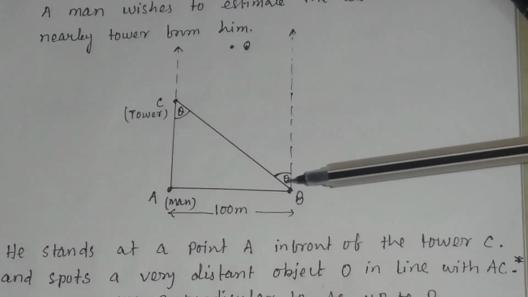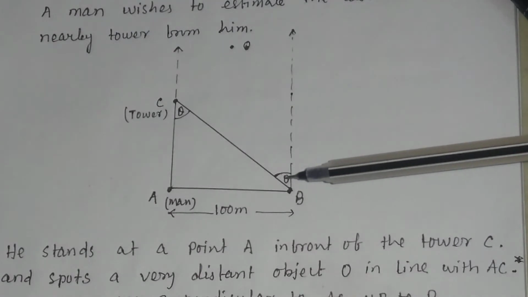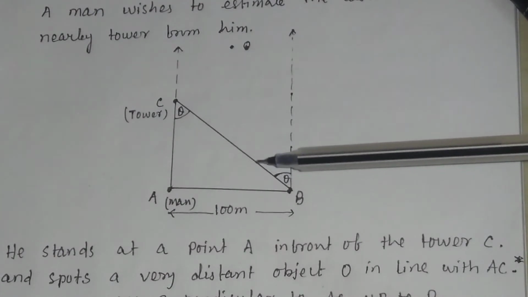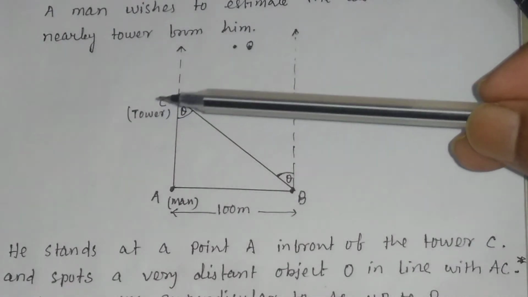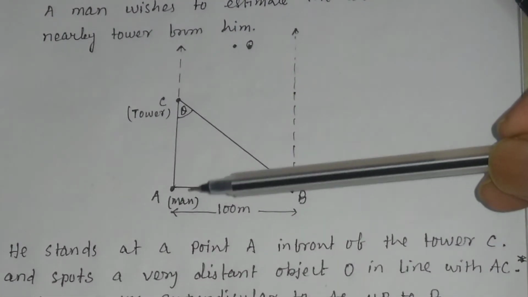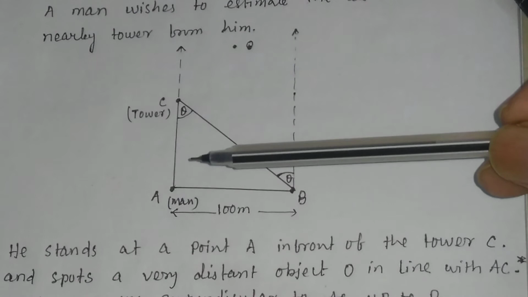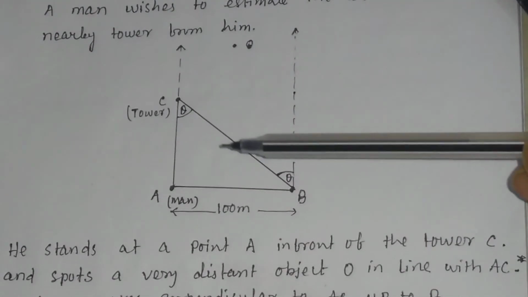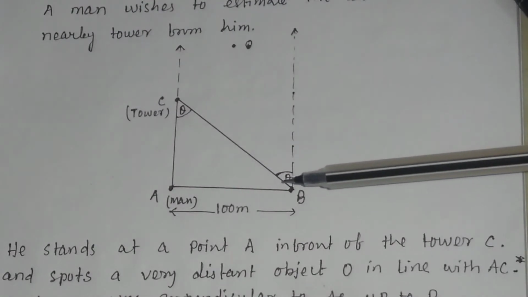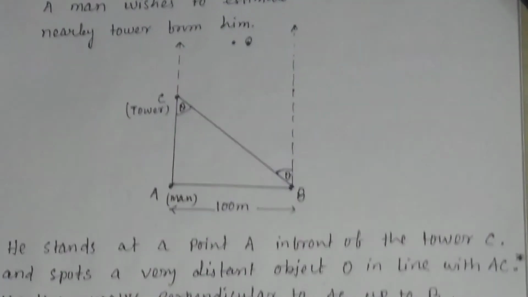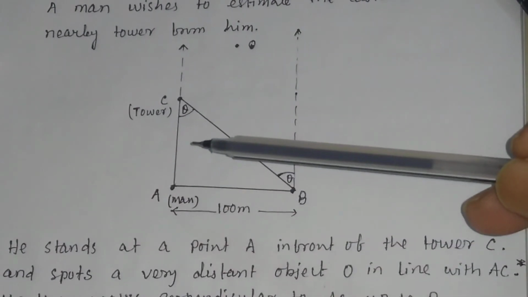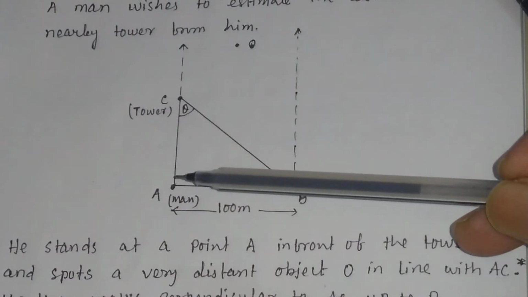Here theta is called the parallax angle. And you remember, since C is a very nearby object, if any object is close to you, then the parallax angle will be very large. For a large distance, the parallax angle will be small. And it is given to estimate the distance of the tower C from its original position A.